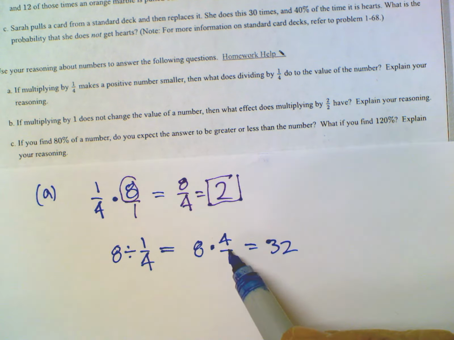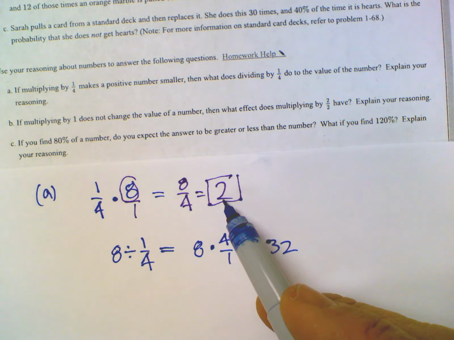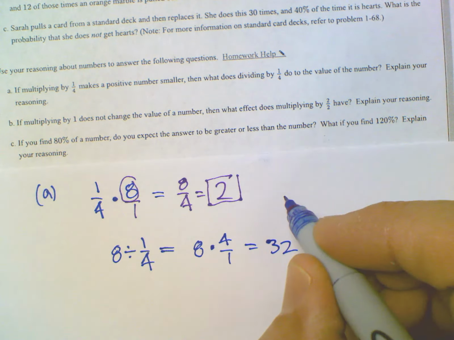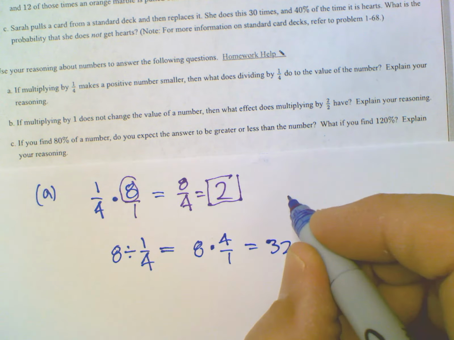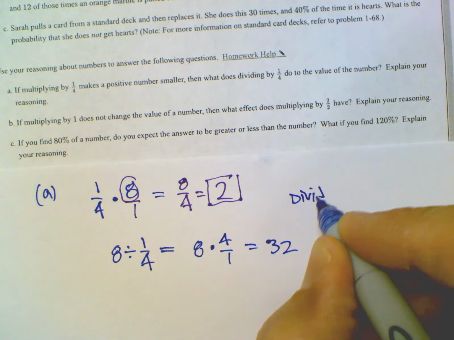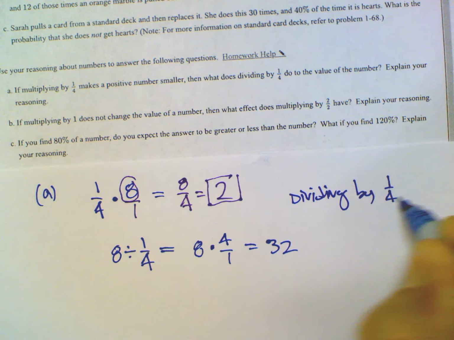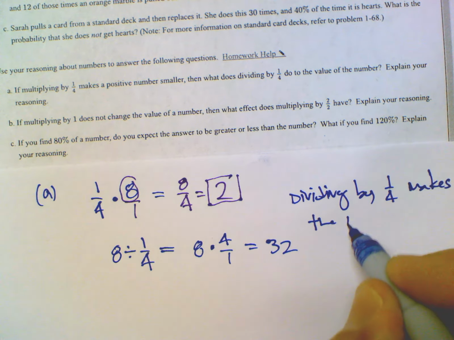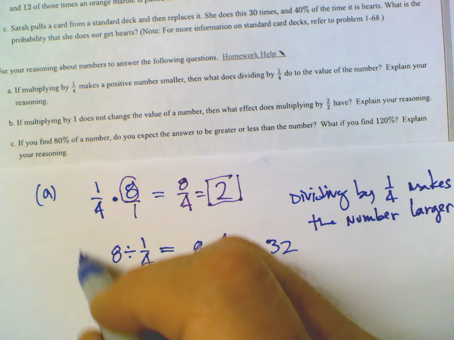So multiplying by a fraction, in this case by 1/4, makes the number smaller. Dividing by a fraction will then make the number bigger. Okay, so there's our example. So we'll say, because the question says, what does dividing by 1/4 do? So dividing by 1/4 makes the number larger. And here's our example.